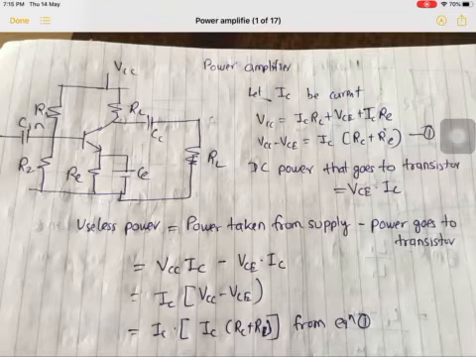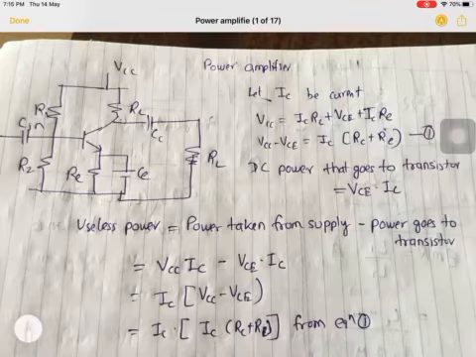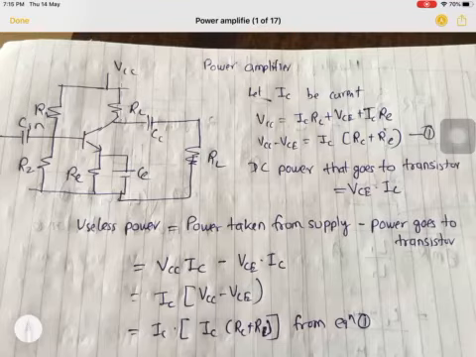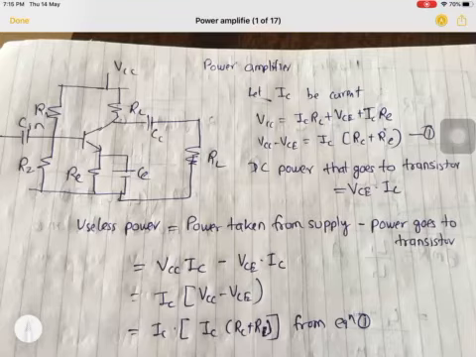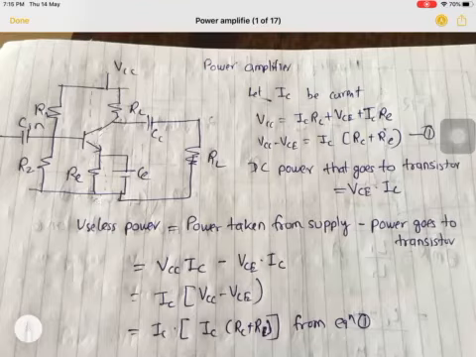So what am I doing? This is the circuit of common emitter amplifier. Now in common emitter amplifier we are assuming the direction of current, in downward direction, is IC. Now apply a KVL in this loop.